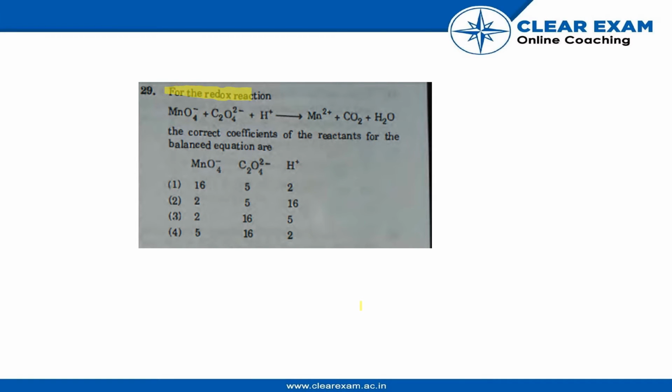We have to find out for the redox reaction the correct coefficients of the reactants for the balanced equation. So first I will show you the redox reaction that is taking place.